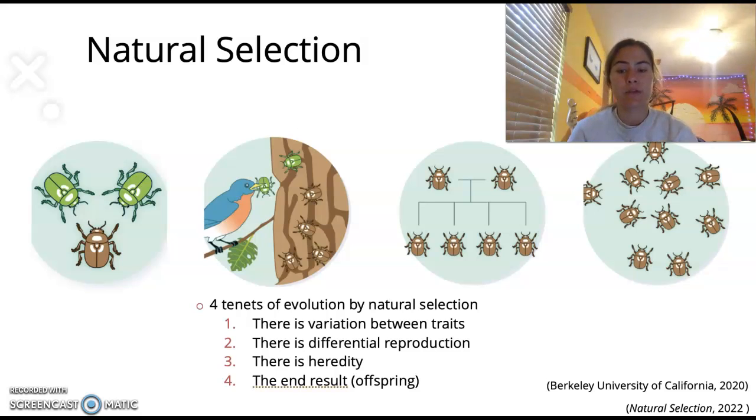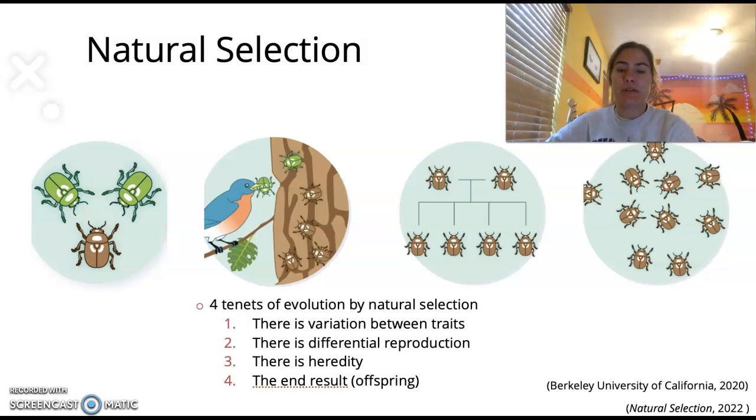presented by the University of California, variation can be seen here in this first image as the beetles are different colors. One is green and one is brown. Then differential reproduction occurs in the second image as the green beetles are picked off by a predator and the brown beetles are left to reproduce. The beetles that survive in this case, the brown beetles, will pass this trait on to their offspring, which will be passed on for more and more generations to come.